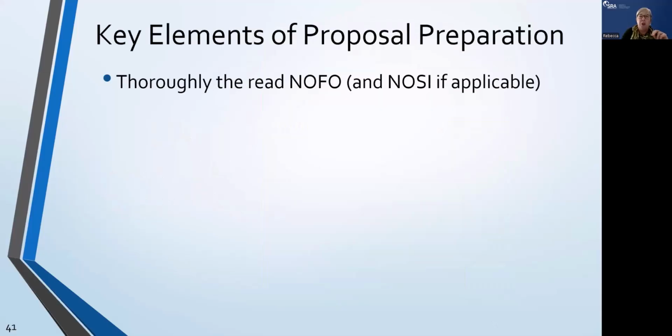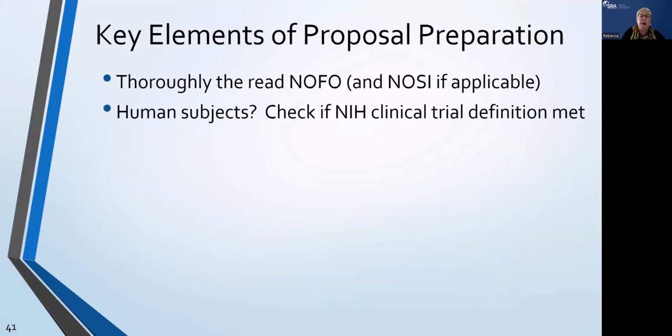So for you as a research administrator, what do I need to pay attention to on proposal preparation? Well, thoroughly read the NOFO and the NOCI. Sometimes a NOCI, for example, will give more specific information than the NOFO. Are there human subjects involved? If there are, check if the NIH clinical trial definition is met. Give that link for the decision tree to your PI and help them think through that. Read the NOFO again. There is so much packed into it in terms of what's required and what's due when, that things can easily get missed.